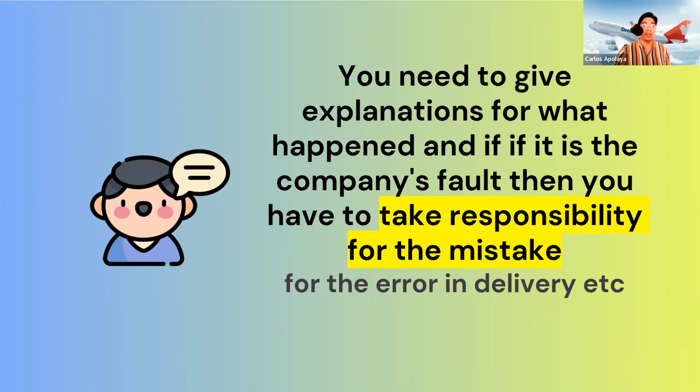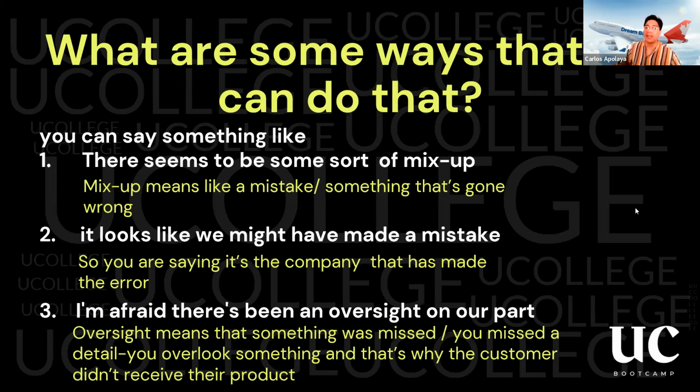So here are some examples. What are some ways that we can do that? Number 1: there seems to be some sort of mix-up. A mix-up is like a mistake. It's another way to say mistake, okay? It is like inconveniente in Spanish. Inconvenience. There seems to be some sort of mix-up.